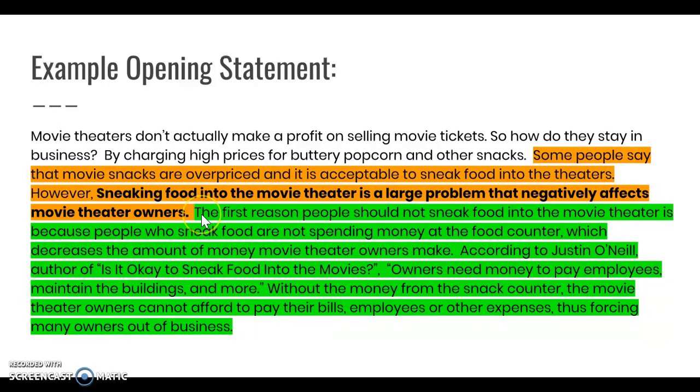In the green sentences, this is where we have started by listing our first reason, along with where we got the information and a quote to support what we're talking about. The last sentence is our explanation. So I'm going to start by reading at the first. The first reason people should not sneak food into the movie theater is because people who sneak food are not spending money at the food counter, which decreases the amount of money movie theater owners make. According to Justin O'Neill, author of Is It Okay to Sneak Food into the Movies?, owners need money to pay employees, maintain the buildings, and more. Without the money from the snack counter, the movie theater owners cannot afford to pay their bills, employees, or other expenses, thus forcing many owners out of business.